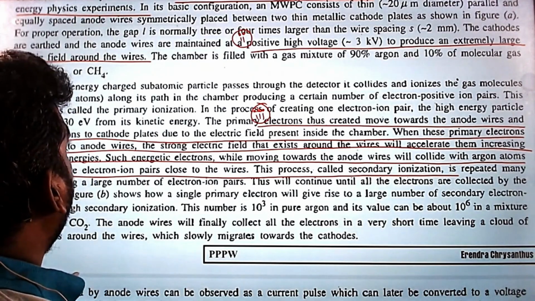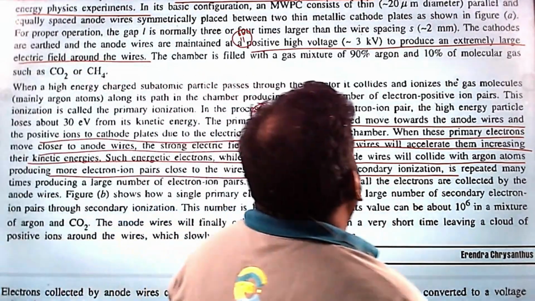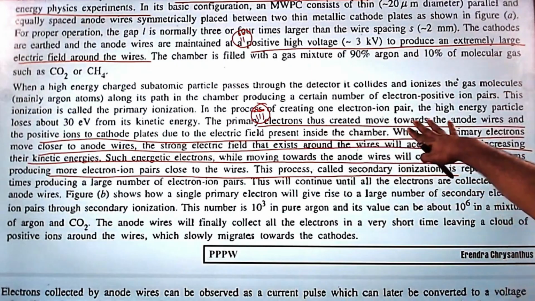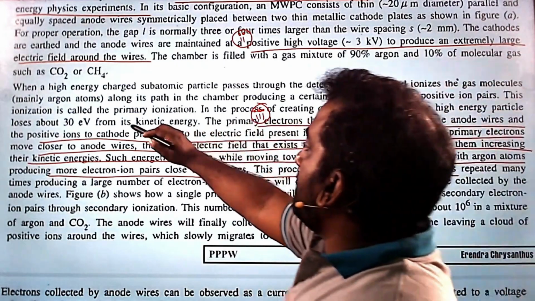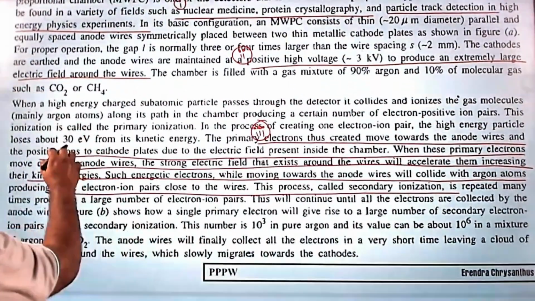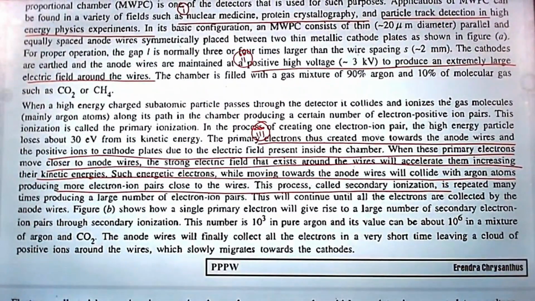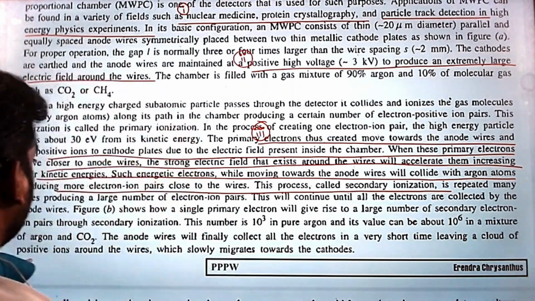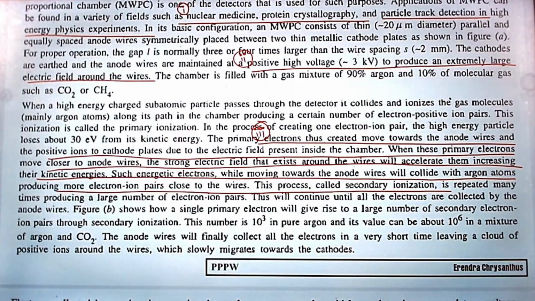When high energy subatomic particles pass the detector, it collides and ionizes the gas molecules. It's called ionization. It creates electron ion pairs. The high energy particle loses about 30 electron volts of its kinetic energy. The primary electrons move towards this. A single primary electron will create a large number of secondary electrons. This number is 10 to the power 3 for pure argon, 10 to the power 6 for argon and carbon dioxide.